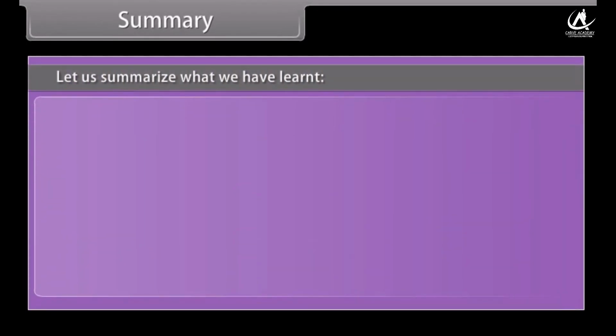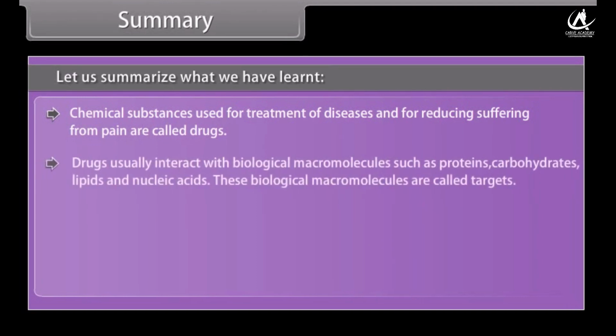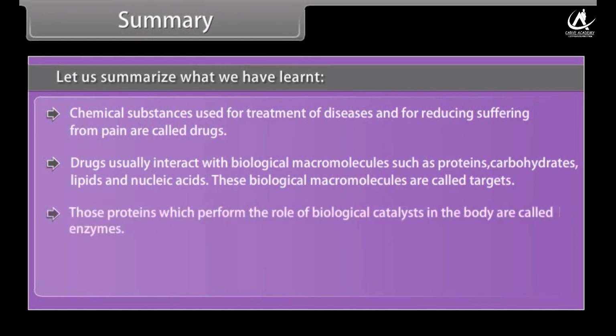Summary. Let us summarize what we have learned. Chemical substances used for treatment of diseases and for reducing suffering from pain are called drugs. Drugs usually interact with biological macromolecules such as proteins, carbohydrates, lipids, and nucleic acids. These biological macromolecules are called targets. Those proteins which perform the role of biological catalysts in the body are called enzymes.